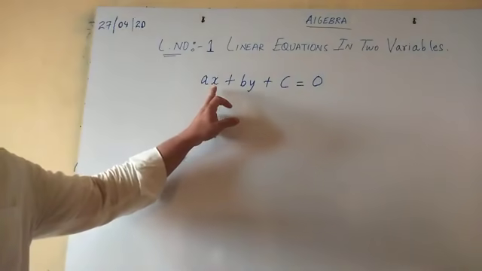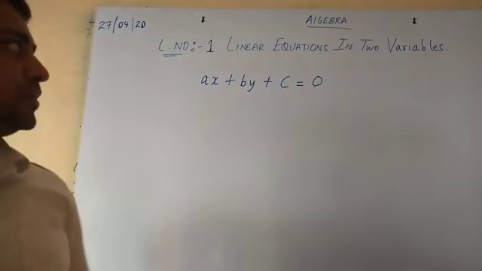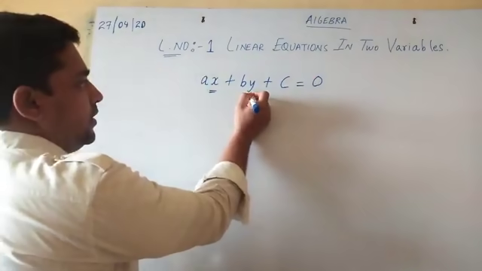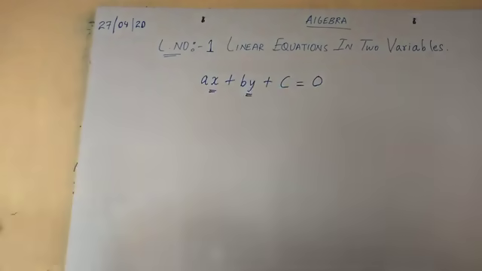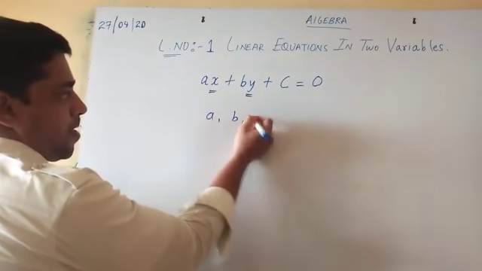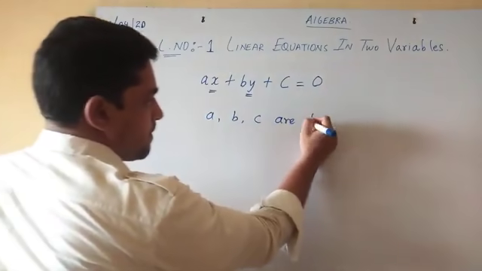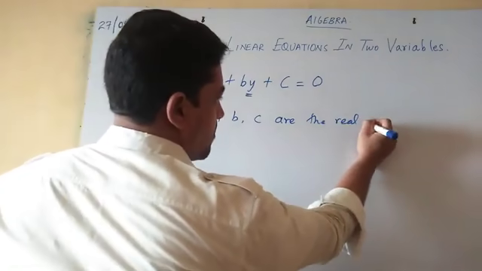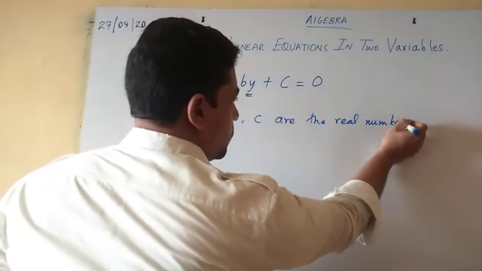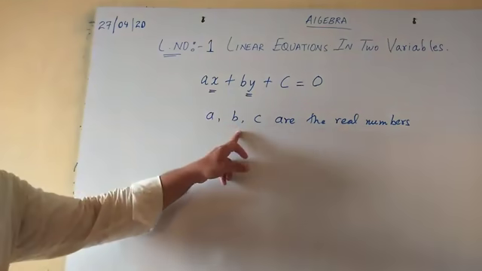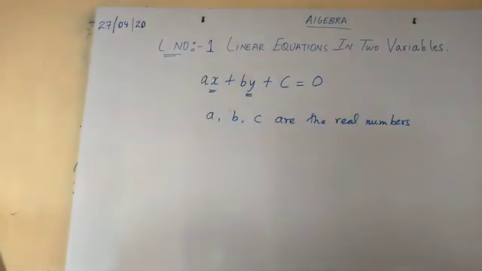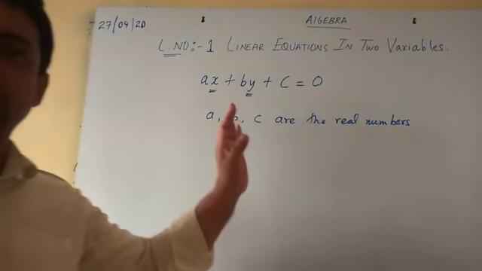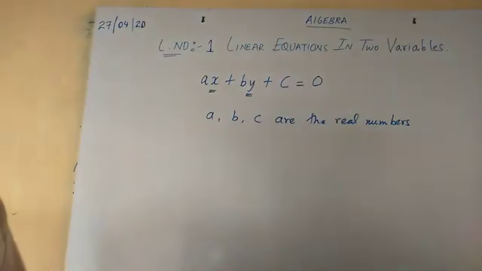Now here x and y are the two variables, whereas a, b and c are the real numbers, where a and b can never be equal to 0. Why? Because if a and b are 0, then this equation with two variables will cease to be a linear equation in two variables. How? Let's check it out.